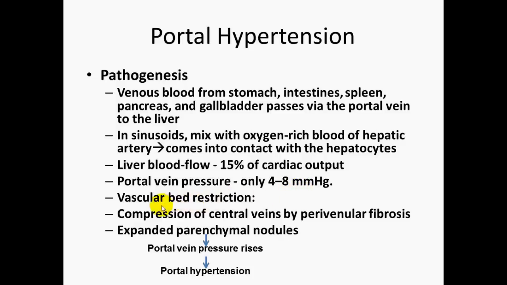So whenever there is a vascular bed restriction, it is going to cause compression of the central vein, mainly because of the extensive amount of fibrosis which occurs in these individuals. These expanded parenchymal nodules are going to cause an increase in the portal vein pressure, which is finally called portal hypertension.